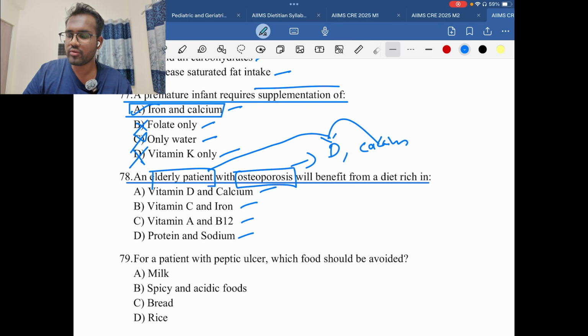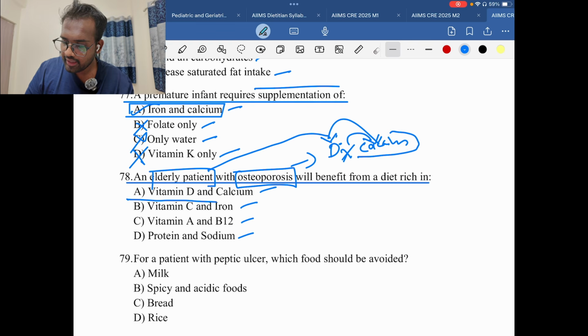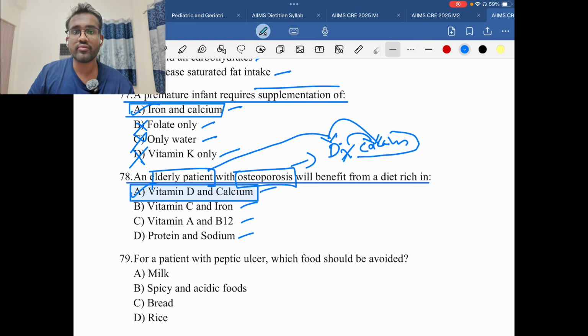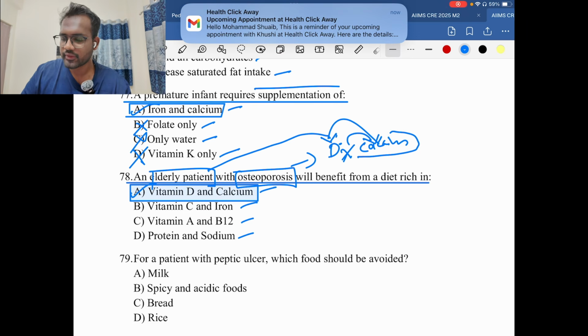Vitamin D is deficient because they won't be going outside for a long time. And calcium cannot be absorbed very well except in the presence of vitamin D. It goes side by side; they are both brothers. In the presence of vitamin D, calcium absorption will increase. So the answer will be A, vitamin D and calcium. Always remember, if they ask which vitamin increases the absorption of calcium, it will be vitamin D.